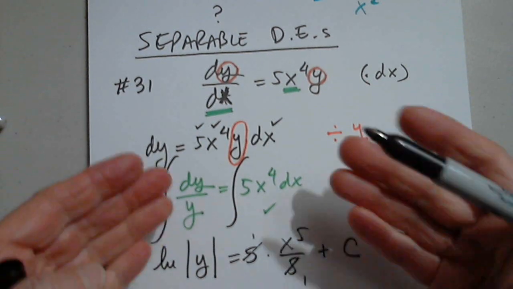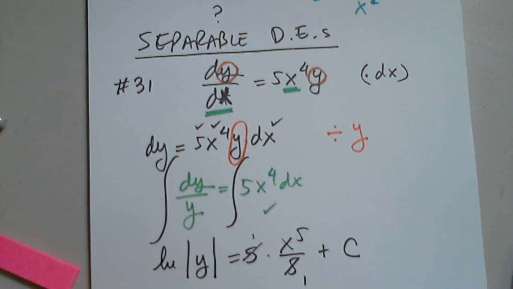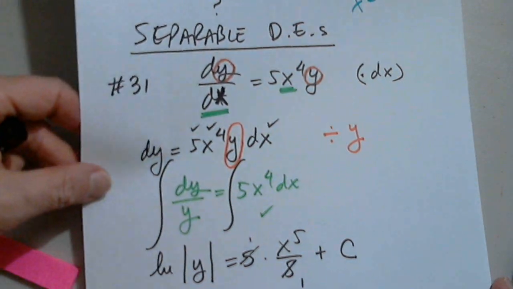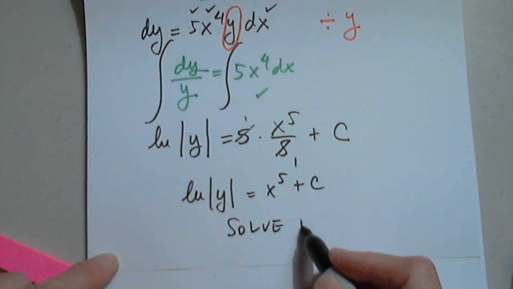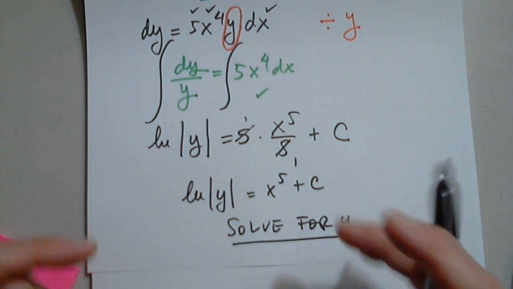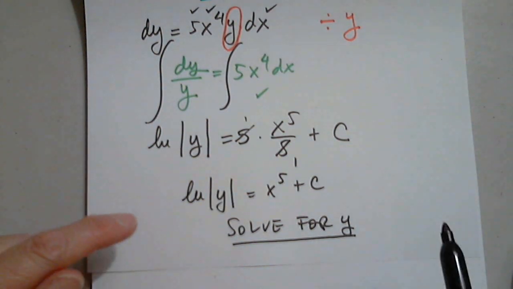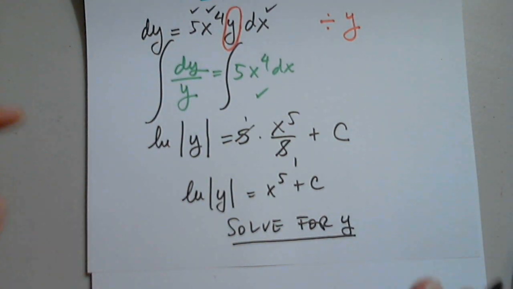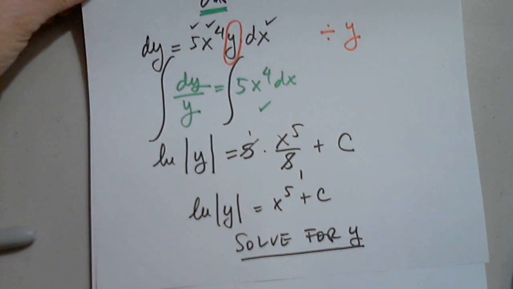Okay. So this is the step, the calculus step, in which we write natural log y equals x to the 5th plus a constant c. We haven't finished. Now we have to use algebra to finish it because we have to solve for y. But from this point on, there is no more calculus. It's just algebra. So let's redo the steps and then we'll finish up the algebra.